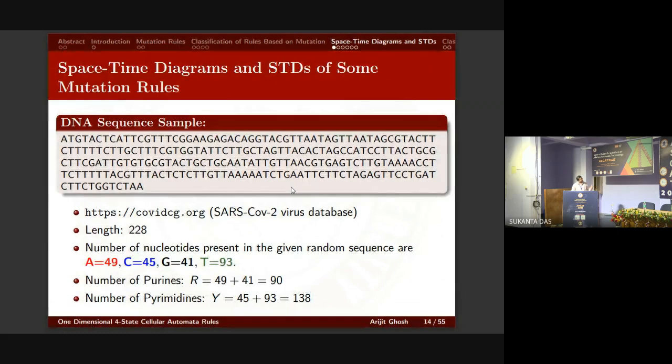STDs are the graphical representation of the mutation rules, which provide a visual representation of all the four states that a finite state automaton can have. And the space-time diagrams can be obtained by mapping a cellular automaton from one configuration to the next at all time steps. In fact, the space-time diagrams are the effect of the mutation rules as denoted by the STDs. We apply these mutation rules over a DNA sequence of length 228 obtained from the SARS-CoV-2 virus database and have obtained the various STDs and the space-time diagrams.